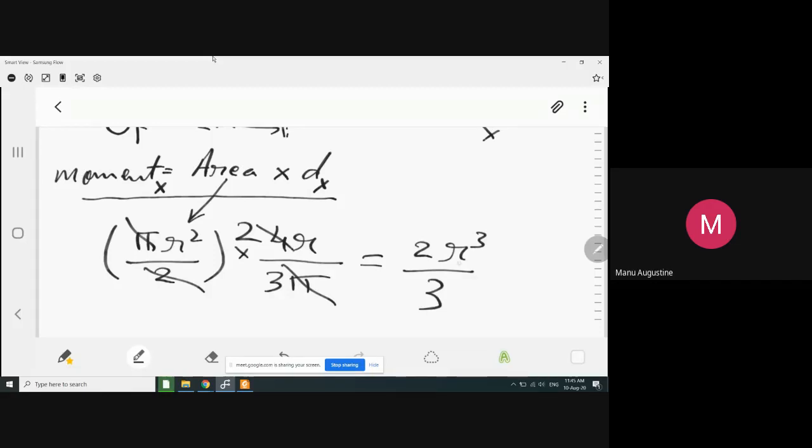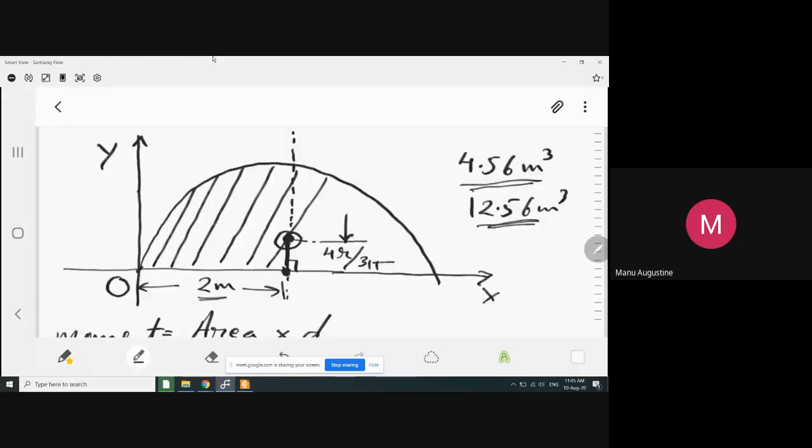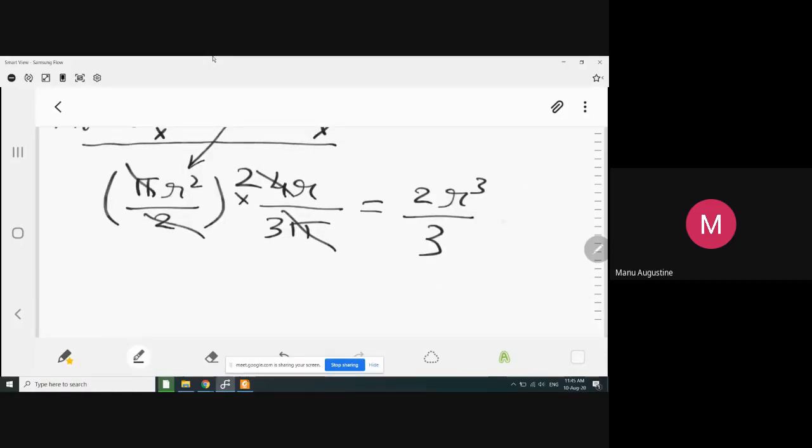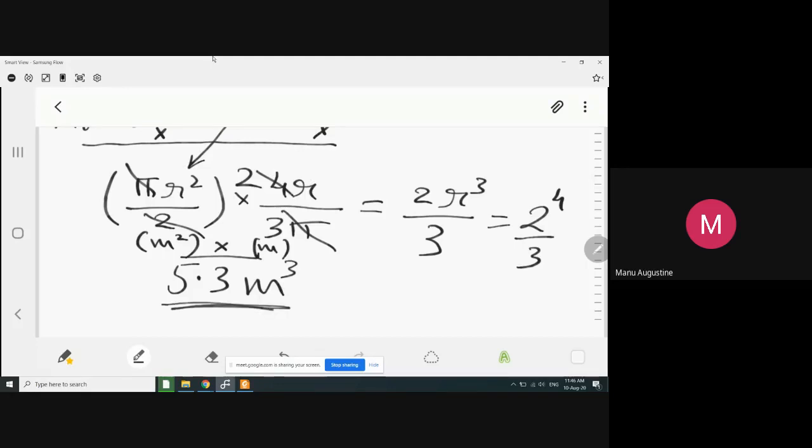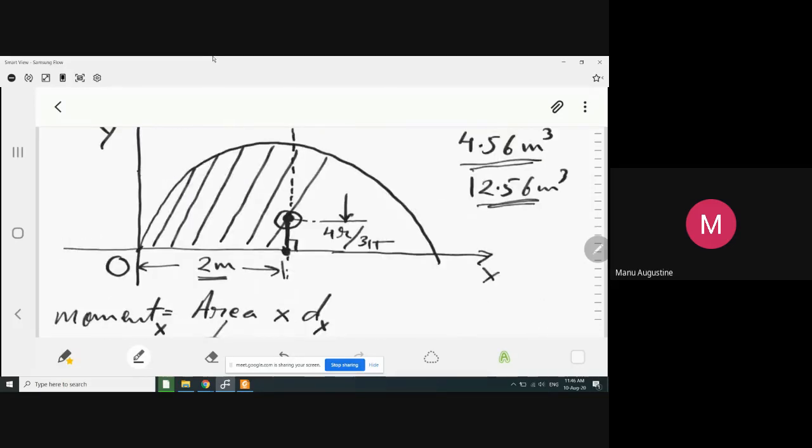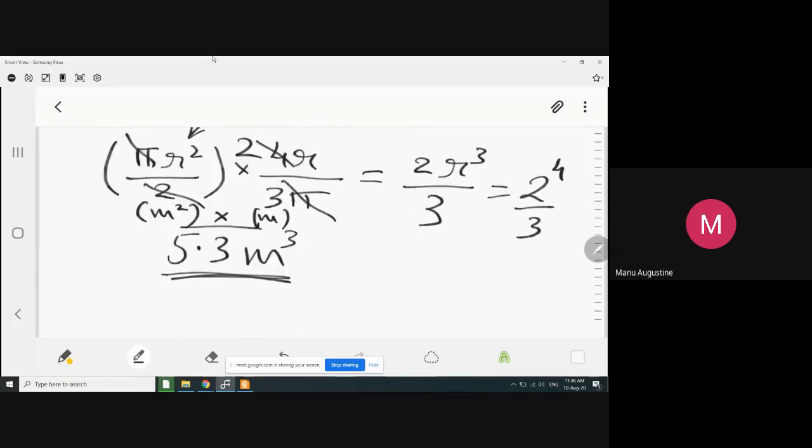And if you simply use the value of r as 2 meters, which is given in the problem, this will be simply 2 raised to power 4 divided by 3. What is the answer to this? 5.33. What is the unit? Meter cube. Because area has a unit of meter square and the distance has a unit of meter, so meter square multiplied by meter will give you meter cube. So this is the correct answer. The moment of this semicircle about the x-axis is 5.33 meter cube.